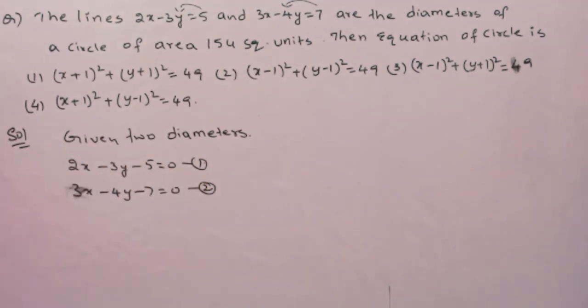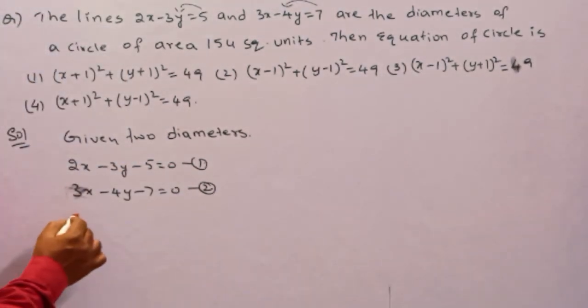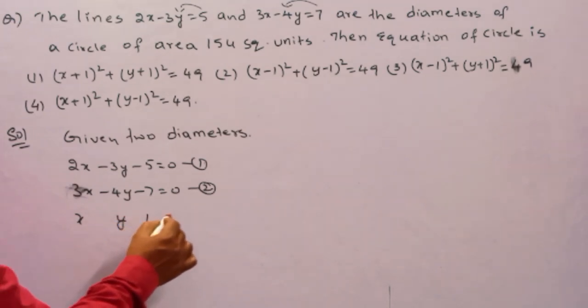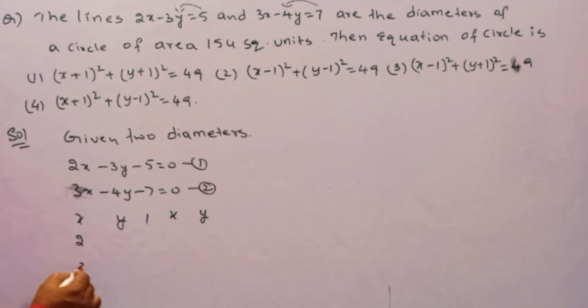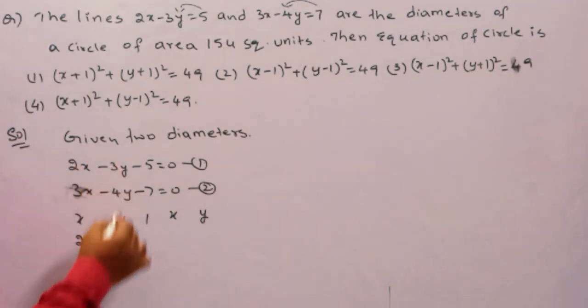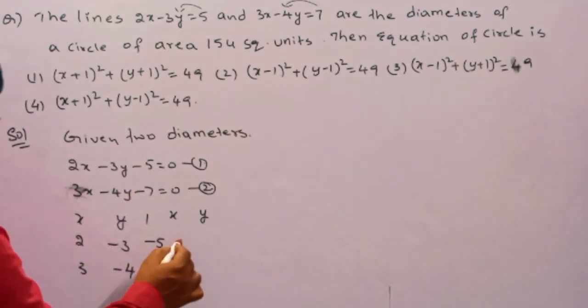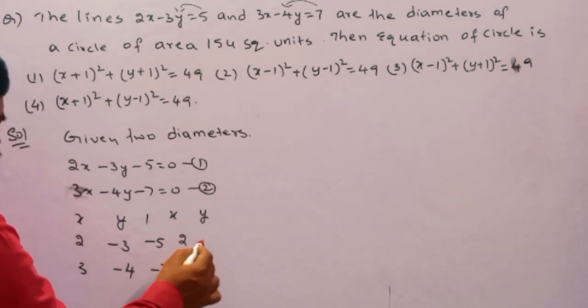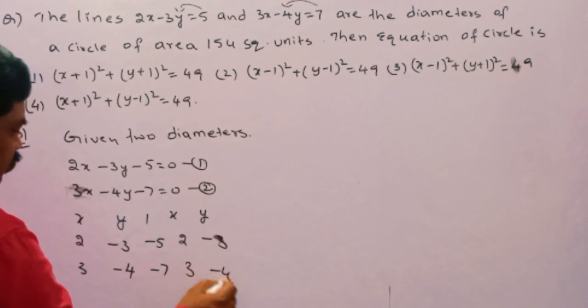Equation 2. Then you have to solve these two equations, and you get the center of the circle. So this is x, y, 1. The x coefficients are 2 and 3, the y coefficients are minus 3 comma minus 4, and the constant coefficients are minus 5 comma minus 7. And again x coefficients 2, 3, y coefficients minus 3 comma minus 4.